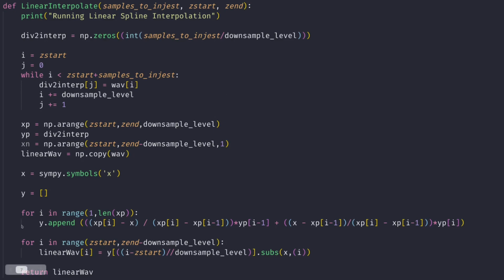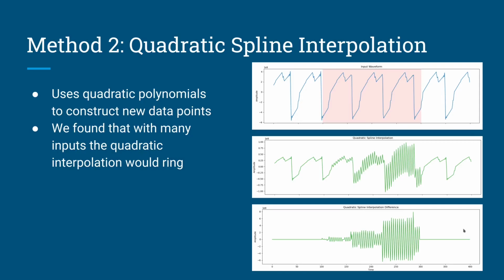You can see here in this for loop down here with the y.append that the linear spline function is exactly as defined. That is the function directly out of any textbook you would find for numerical analysis. I'll be passing it off to Tyler for talking about the quadratic spline.